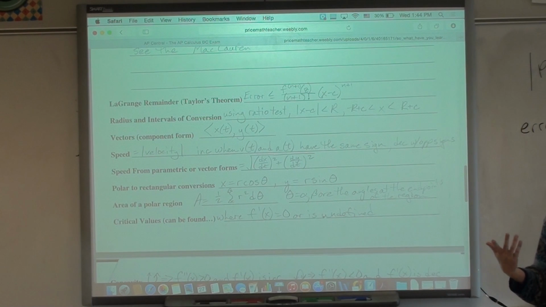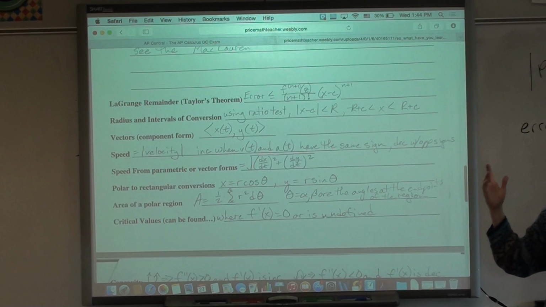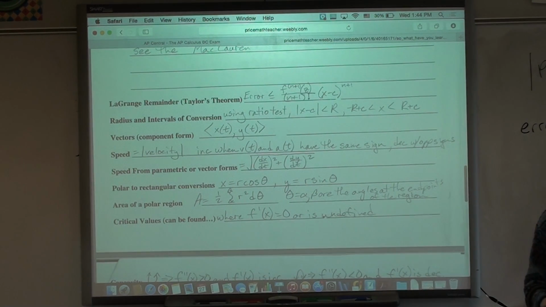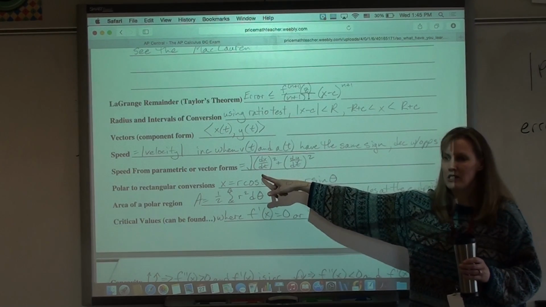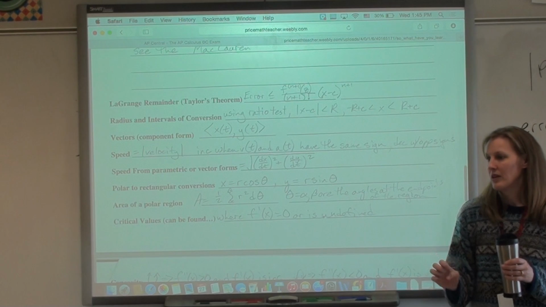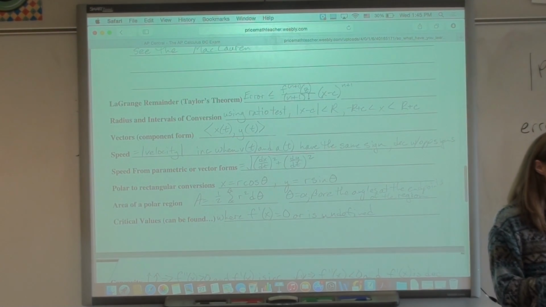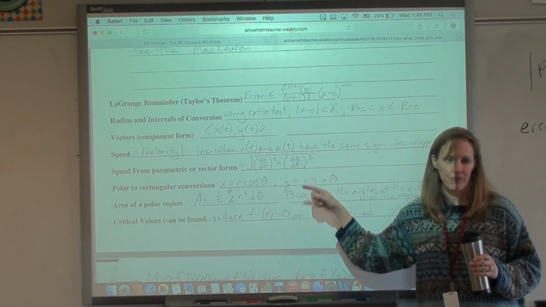If you were asked for displacement, I have yet to see a displacement problem on a vector question. However, if they gave you one, they would probably give you displacement parametrically. They would say, what is the horizontal displacement, right? That would just be the integral of dx/dt, the integral of velocity, so the integral of x prime. If they ask you for vertical, it would be the integral of y prime. If they ask you for distance, then it's the integral of this whole thing.